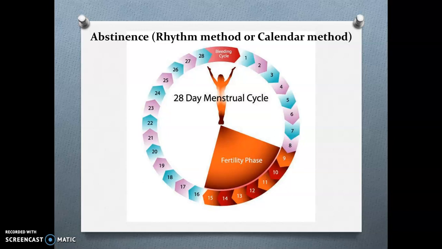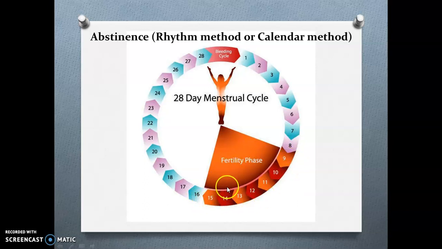Then the next one is the abstinence method, or the rhythm method, or calendar method. A woman can observe her own menstrual cycle, and she can identify the approximate time period during which ovulation occurs. For a normal healthy woman, the duration of a menstrual cycle will be 28 days, and normally ovulation occurs on the 14th day of the menstrual cycle. Sometimes there can be a variation of 1 or 2 days, that is 1 or 2 days before or after.